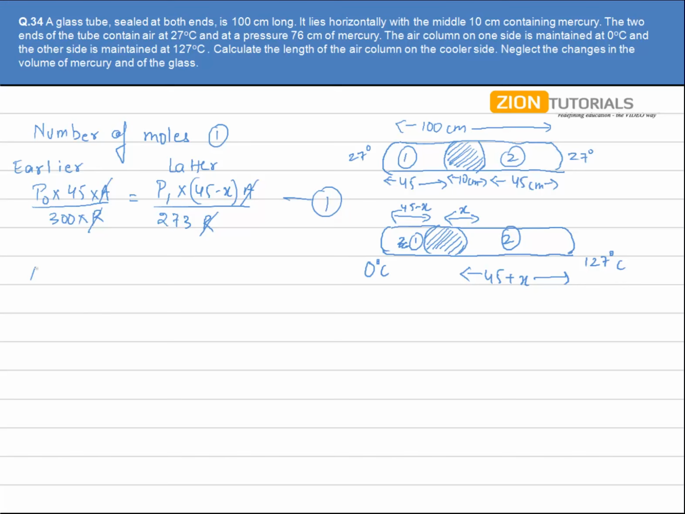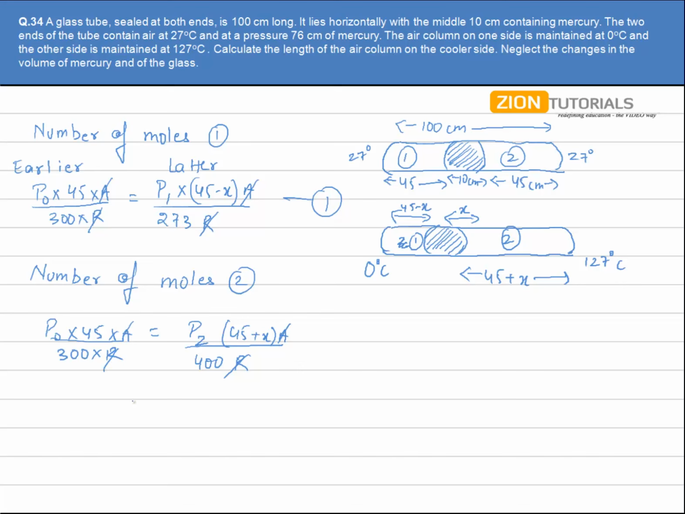Now if I talk about the number of moles in compartment 2, what can I write? I can write P naught into 45 into A, same as that in 1, divided by 300 into R, because the pressure was the same in both the compartments earlier, and the volume was also the same and the temperature was also the same. But now let us assume this is P2, the pressure in the second compartment is P2. What will be the volume? 45 plus x into A, divided by 400 R, right? So I can cancel these two things, right?